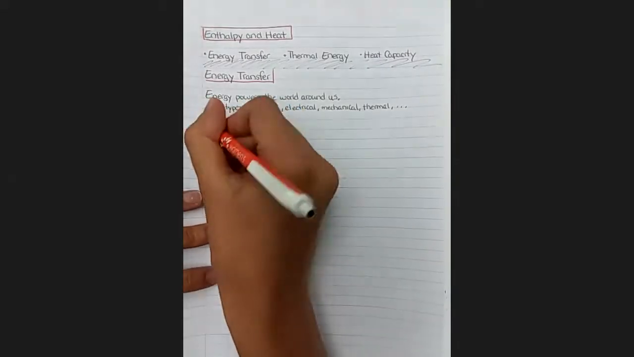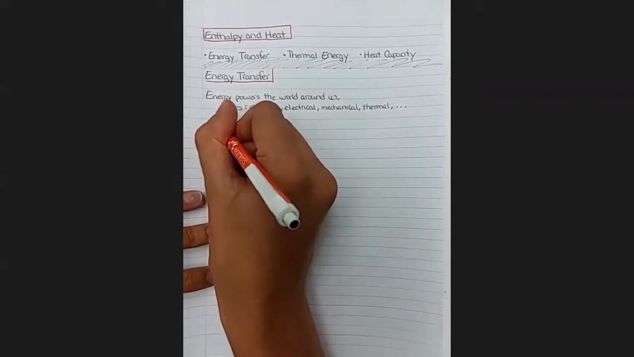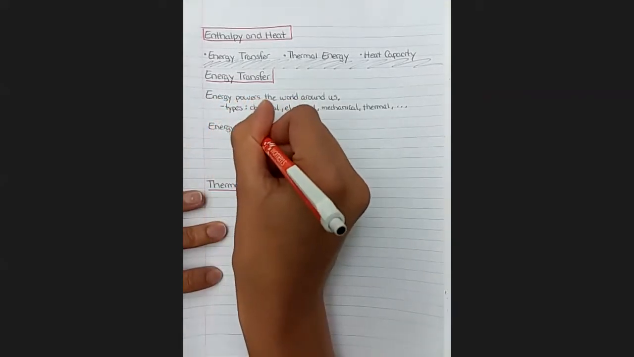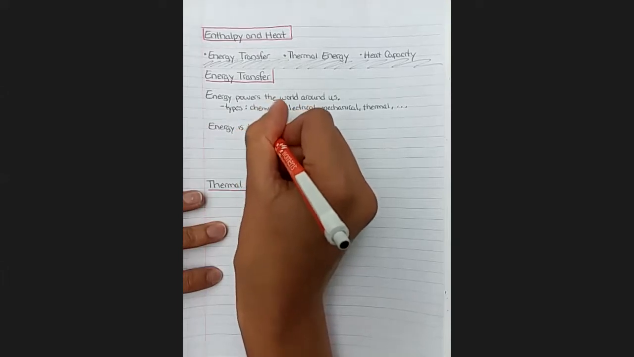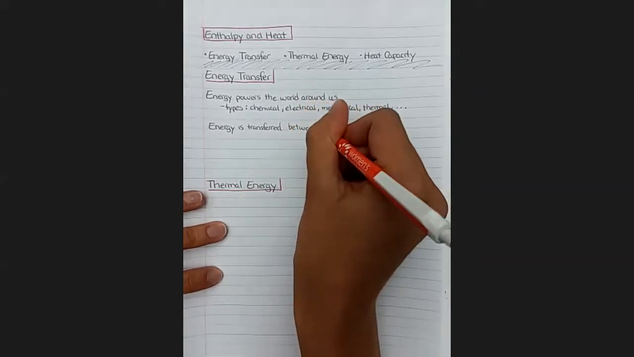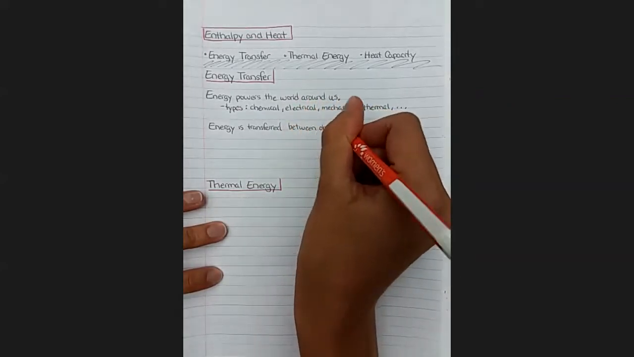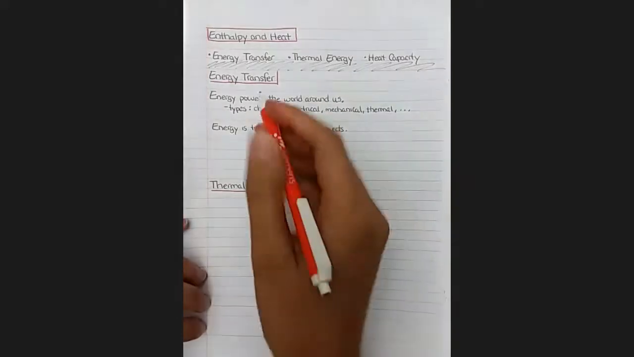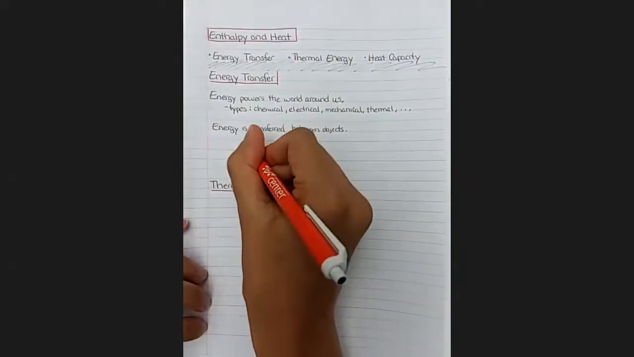But in this chapter, we don't just care about energy, we care about energy transfer, because that's the most interesting part. So energy is transferred between objects, and it can be transferred in one of several ways. It can be an orderly transfer or a disorderly transfer.